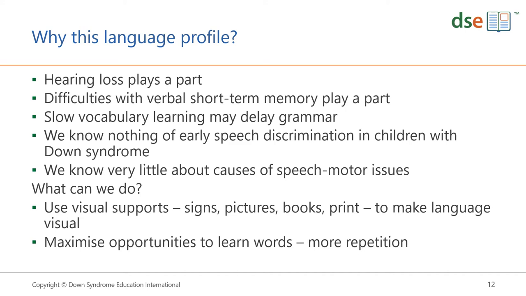Well, we can use visual supports. We can use signs, pictures, print to make language visual to help overcome that verbal short-term memory issue and hearing loss issues. So making language visual matters. And then it's about maximizing the opportunity to learn words. Children pick up the meanings of words like cat and hat when mum says, oh, look, here comes the cat. Or shall we put on your hat?